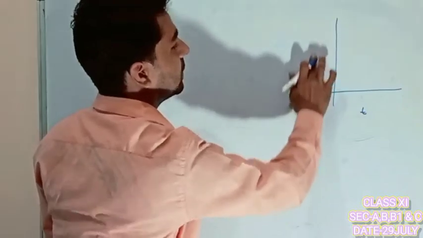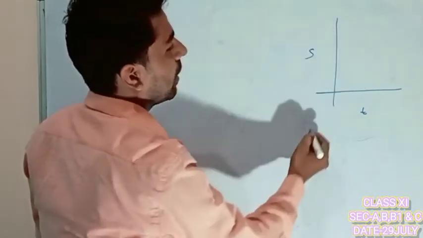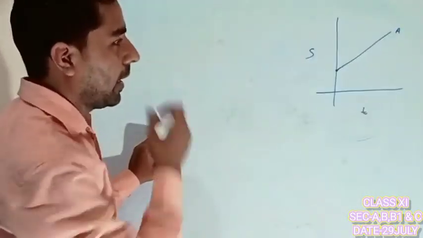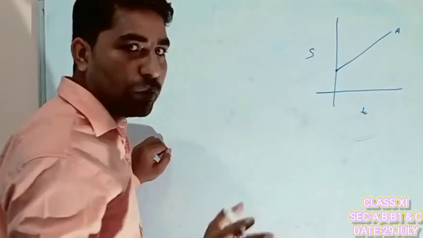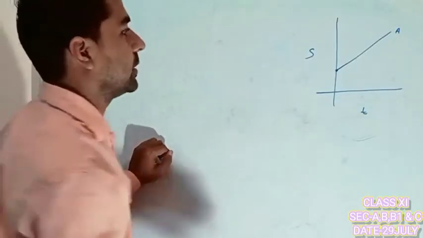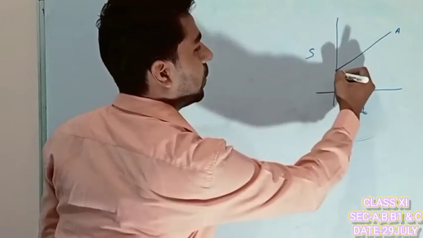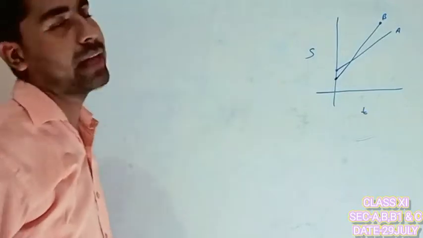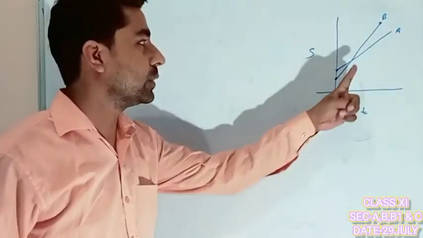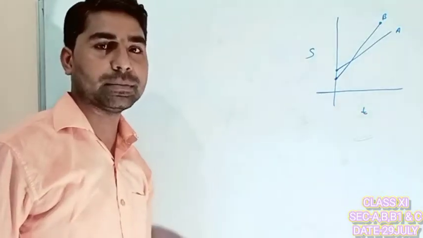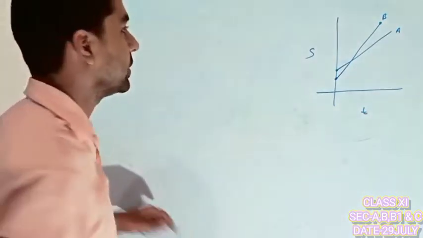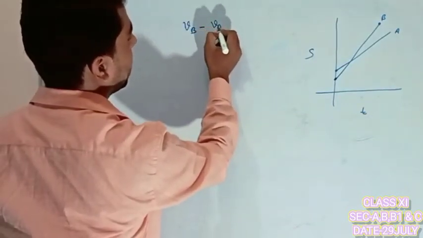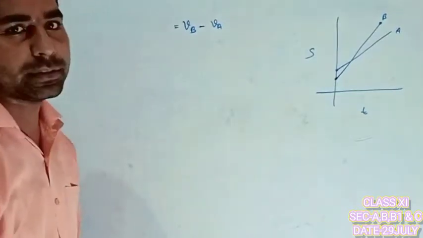Time, displacement. So suppose this graph is about A. A and B are both moving in the same direction, but one has greater velocity. So let's take the other graph about B. I'm saying that B has more velocity than A. So this point is where they meet. So what will be the relative velocity here? Again, VB is greater, so definitely we will write VB minus VA. This will be their relative velocity.